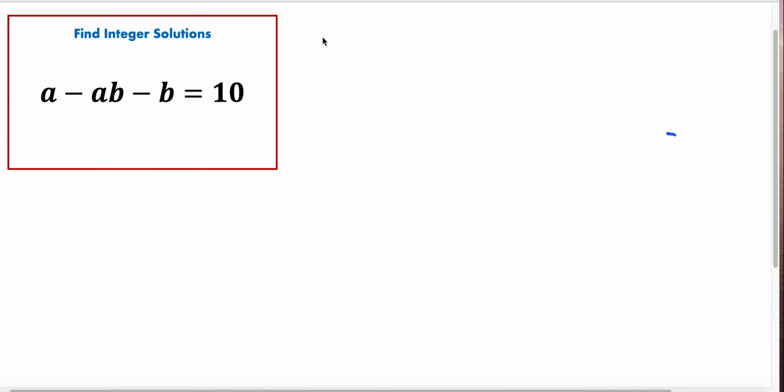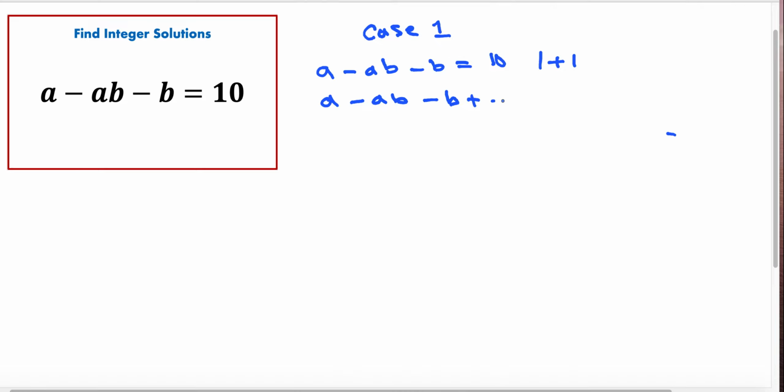integer solutions. a minus ab minus b is equal with 10. So let me take case 1. Case 1 is a minus ab minus b is equal with 10. Let me add plus 1 to both sides, and I have a minus ab minus b plus 1 is equal with 10 plus 1.